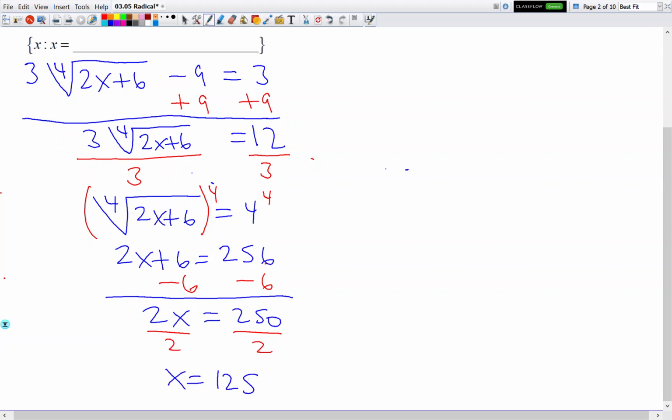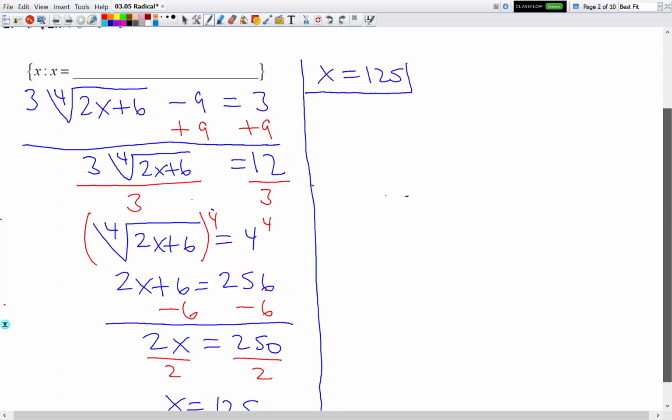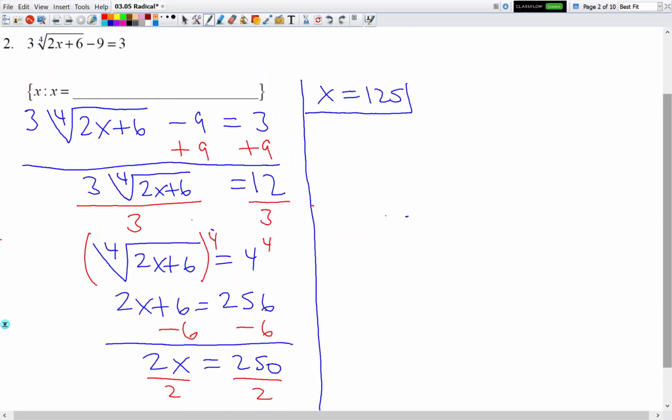Okay, so I hope this answer is correct, but the only way to be totally sure is to plug it in. So we're going to check the answer x equals 125 by plugging it into our original problem. And right now I can't actually see my original problem, so let me scroll back up a little so that I can see it. There it is. Okay, so make sure you plug it into your original problem.